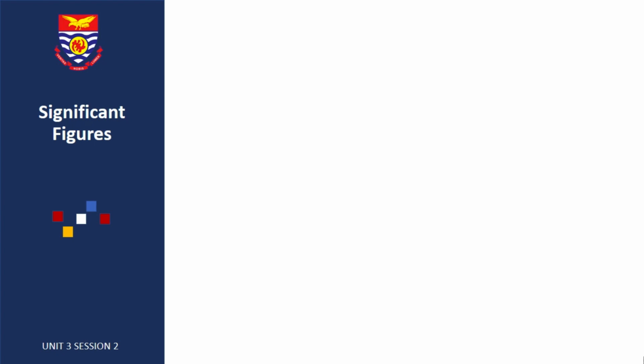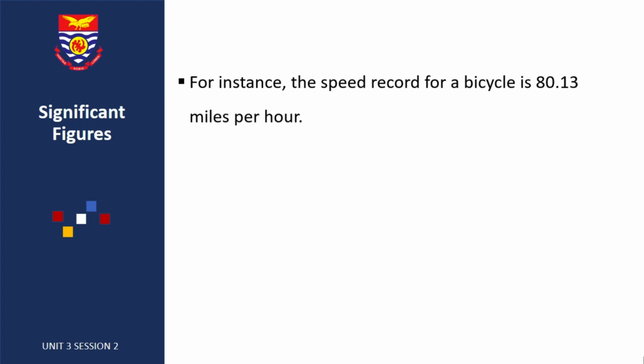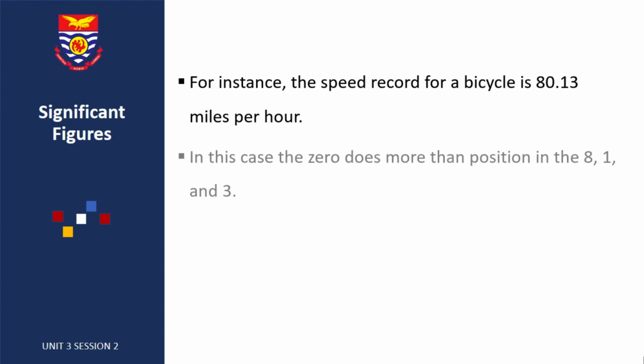Now, we must not confuse ourselves with the zeros. We mentioned that the first non-zero number counts. What of instances where we have a zero within the number? Like this example, the speed record for a bicycle is 80.13 miles per hour. Here we have 8, and after 8 we have 0. If we are saying the non-zero, then are we saying that the 0 after the 8 is not significant? Good. In this case, the 0 after the 8 is significant.